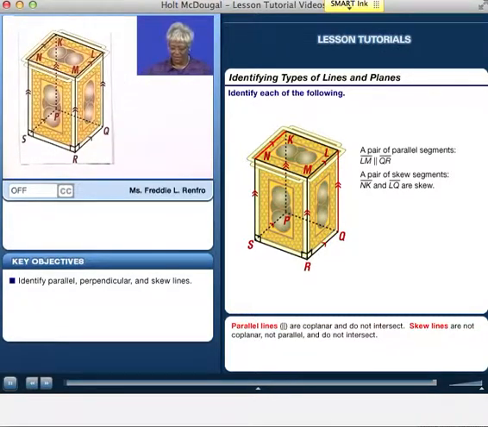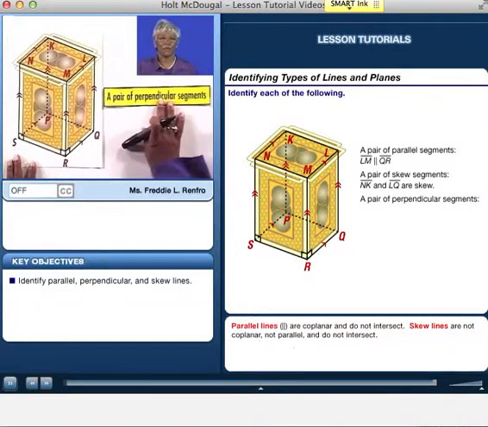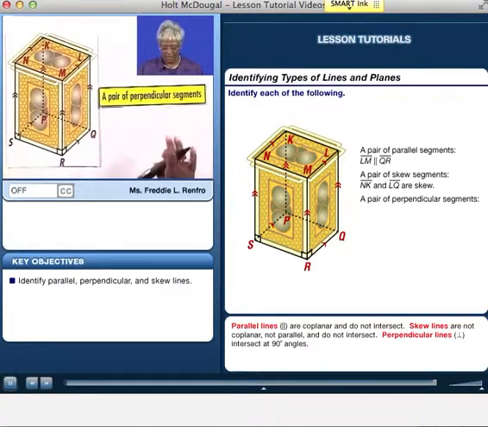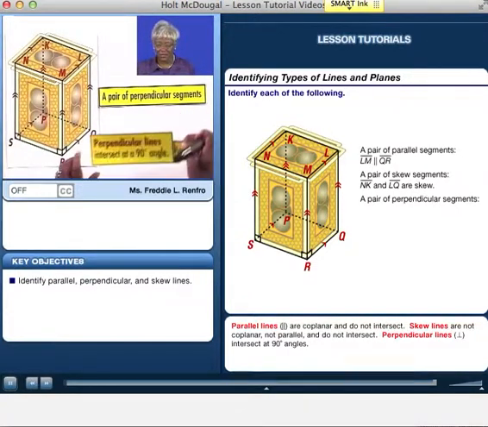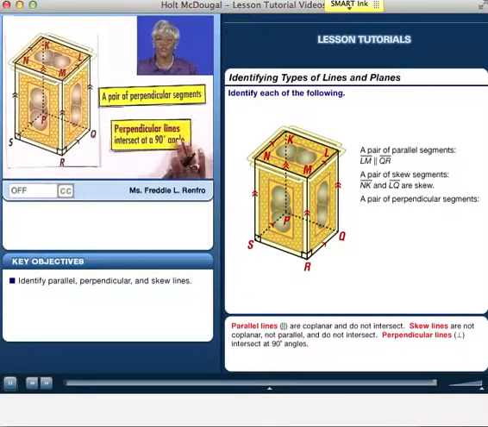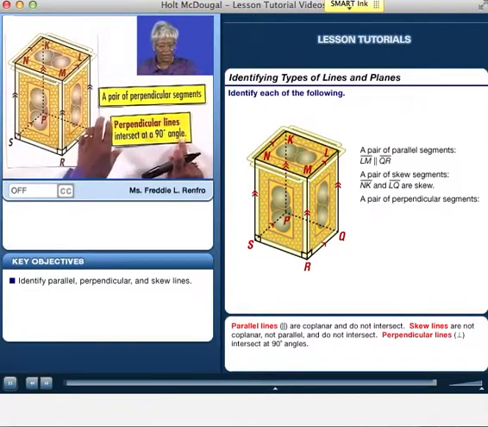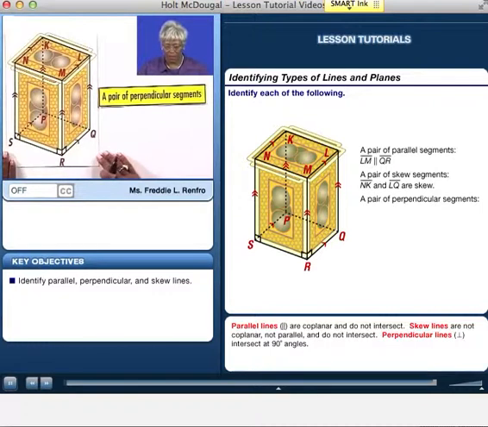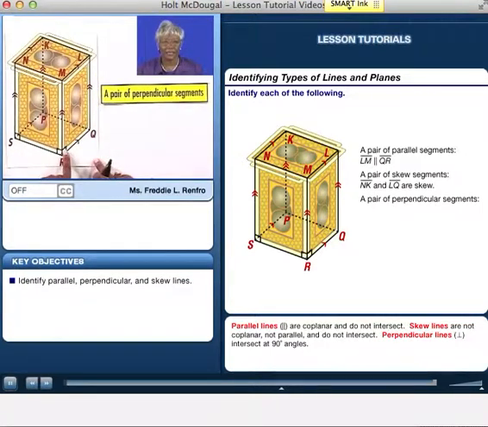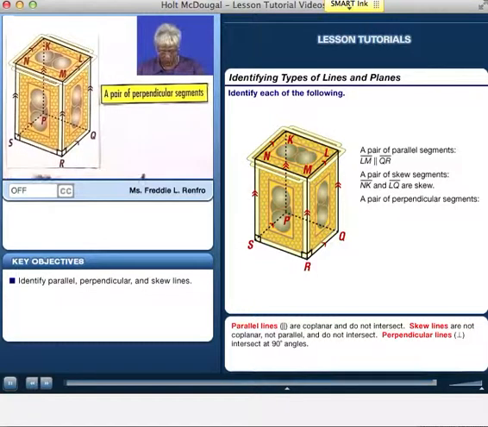Let's see if we can identify a pair of perpendicular segments. Remember, perpendicular lines, they intersect and they form a 90-degree angle. Okay, perpendicular segments. Guess what I see down here? I see a right angle symbol. So, a pair of perpendicular segments, there are quite a few of them in this figure. Well, let's just identify one.